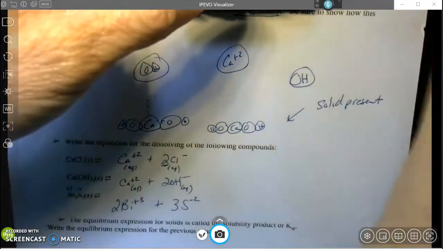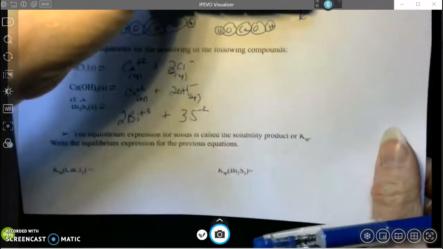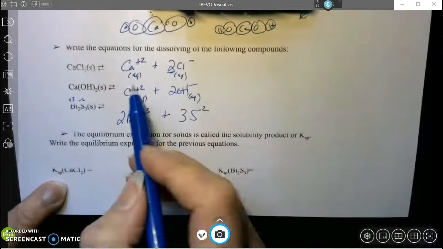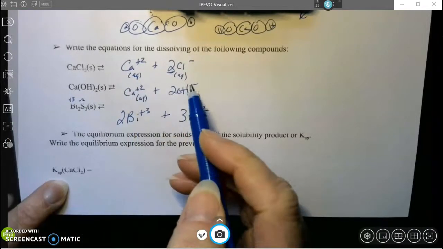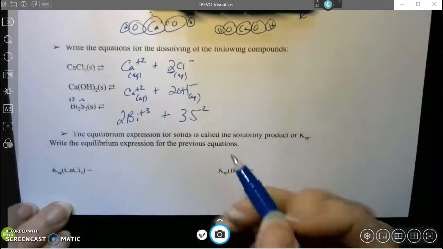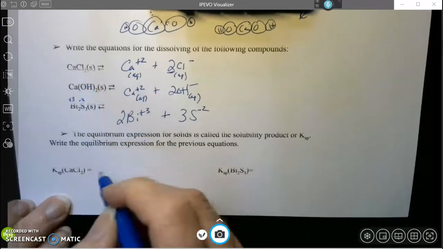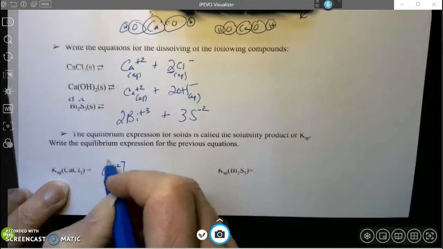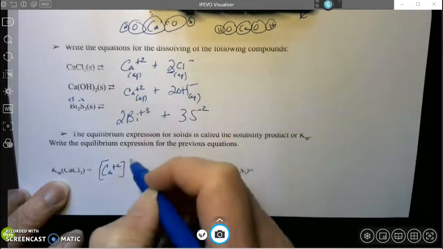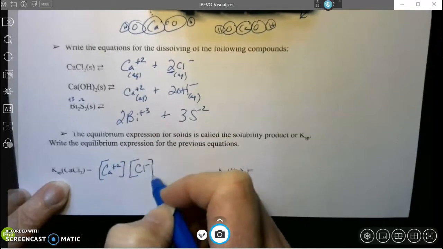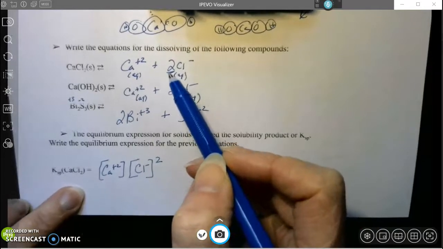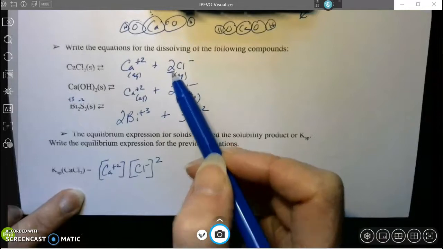And then the equilibrium expression is like any other equilibrium. I have to look at what my equation is, and only things that are aqueous or gas are going to show up. Pure liquids and solids do not. So there's not going to be anything on the bottom. So for calcium chloride, you're going to see calcium +2 concentration to the first power, and for the chloride ion, you're going to see that raised to the second power because of the coefficient of 2 in the balanced equation.